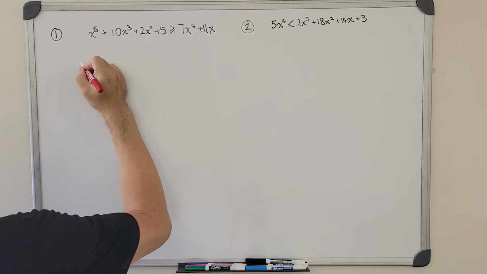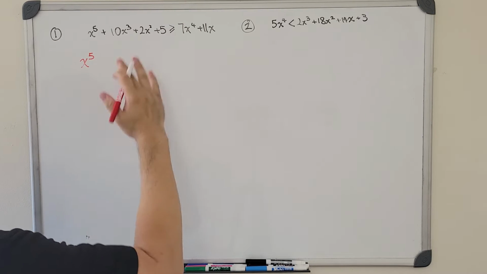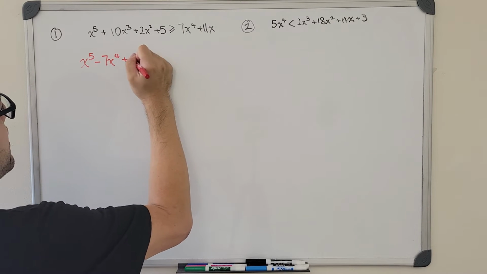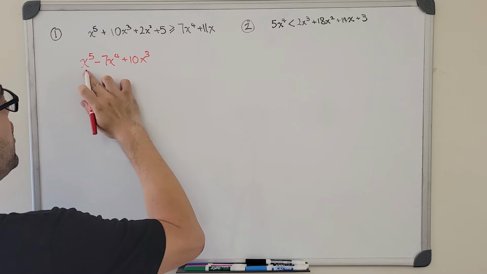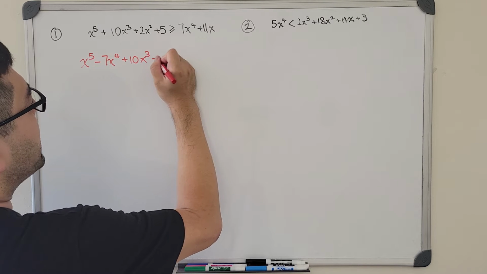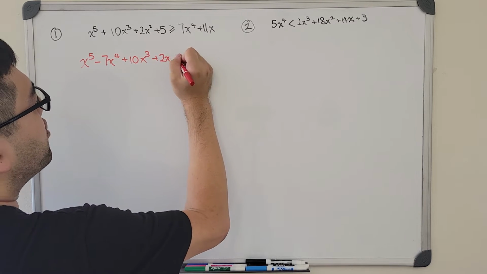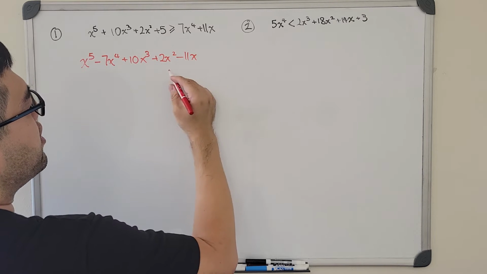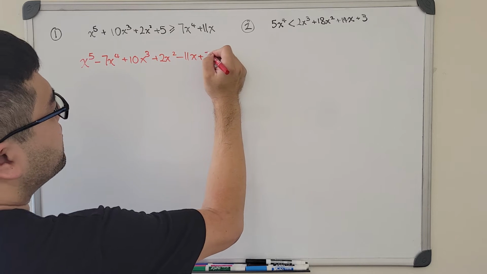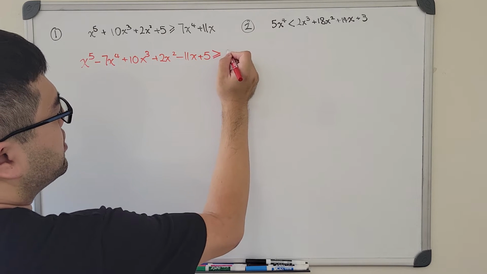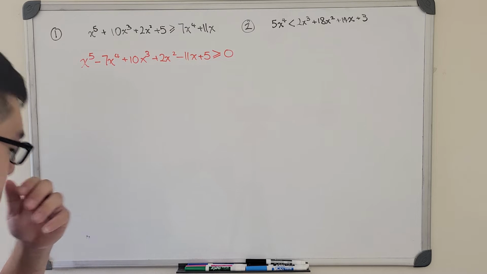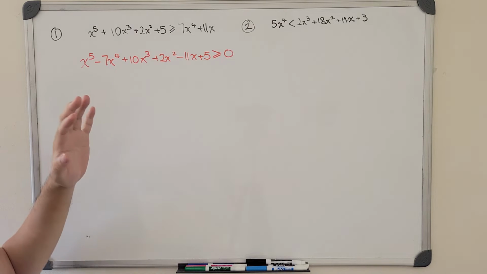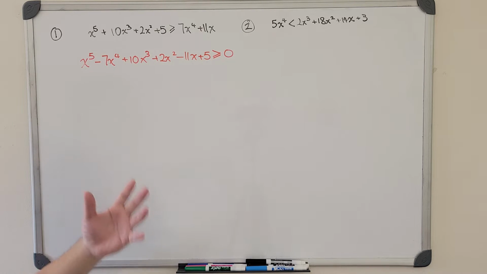Of course, first we gotta move everything on the right hand side of the inequality to the left hand side, so that now we get the following. We have x to the fifth power minus 7x to the fourth power plus 10x cubed plus 2x squared minus 11x plus 5, which is now greater than or equal to 0. Good. Next, we need to factorize it. Well, good thing is we can actually do that, but how do we do it?